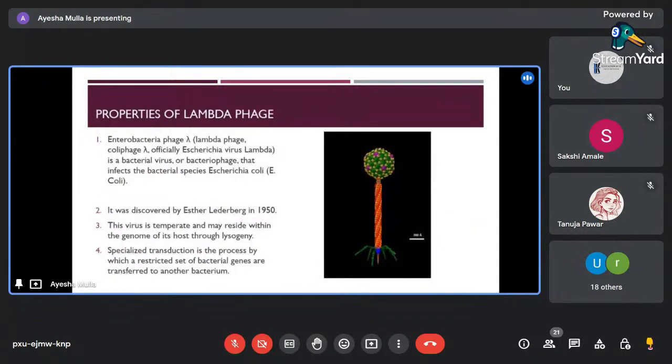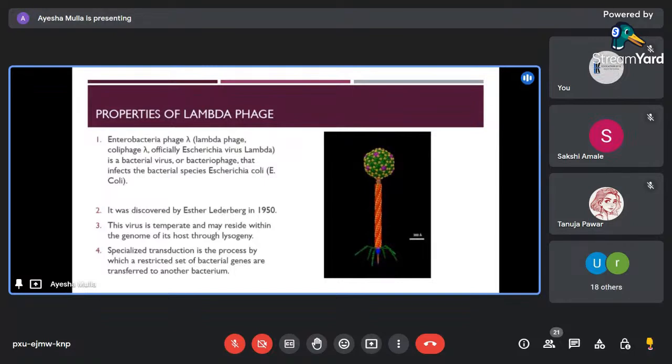My next subtopic is properties of one of the phages. So I have chosen lambda phage. Lambda phage is also known as Enterobacteria phage lambda. It is a bacterial virus that infects the bacterial species Escherichia coli. The virus is temperate, which means the infection does not immediately result in cell death. The viral genetic material remains dormant.